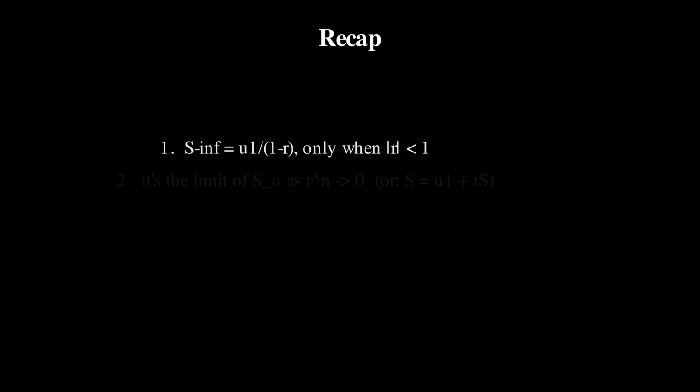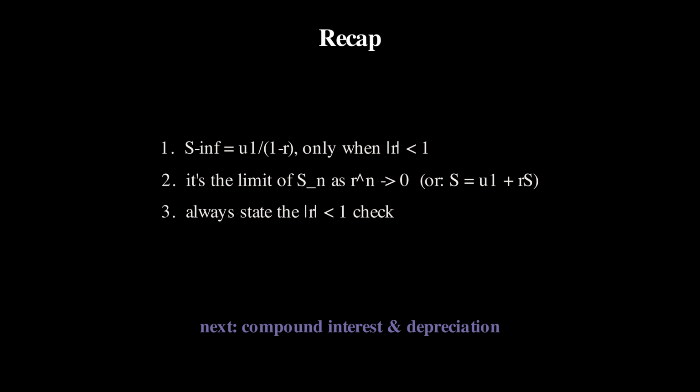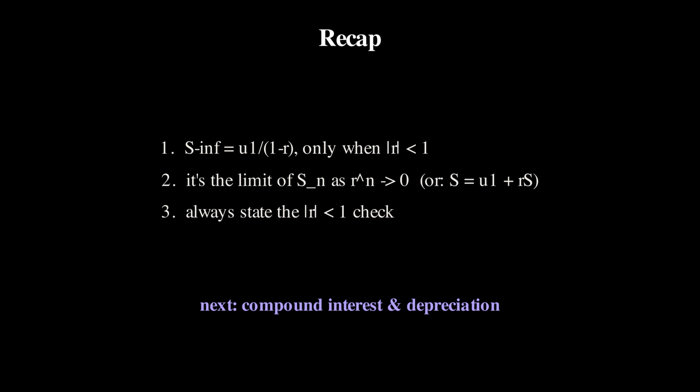And that's SL 1.8, fully covered. The sum to infinity, u1 over 1 minus r. Why it only works when the absolute value of r is less than 1. Both ways to derive it. And everything from recurring decimals to bouncing balls. Next in the course, we point geometric growth at money, compound interest, and depreciation.